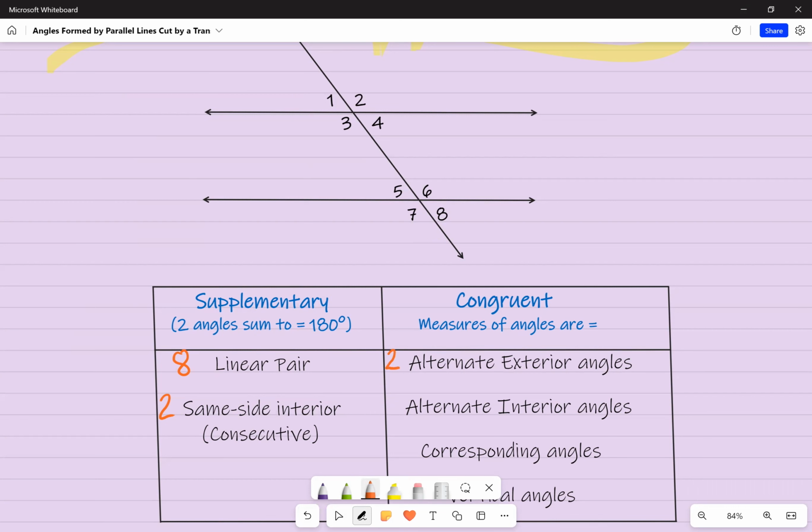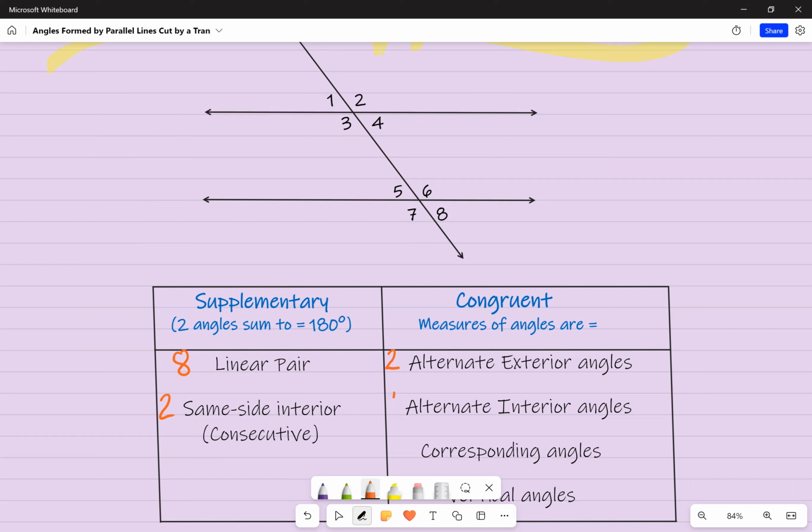So alternate interior means inside of my parallel lines. So any angles that are found inside. So I have 3, which is on one side of my transversal, and I have 6. So 3 and 6 are considered alternate interior angles. On the opposite side, I have 4 and 5. So 4 and 5 are considered alternate interior. Interior means inside. So IN. So when I'm looking at that, I see that I also have 2 of those.